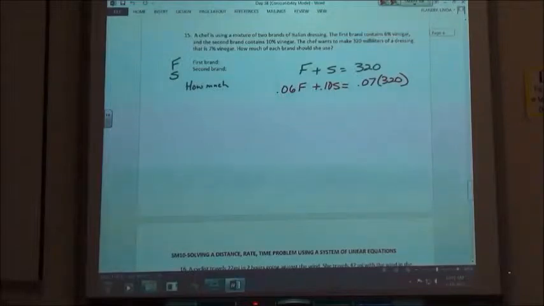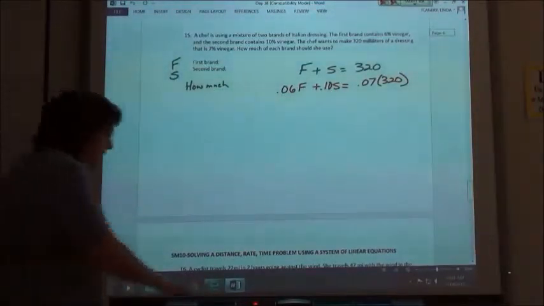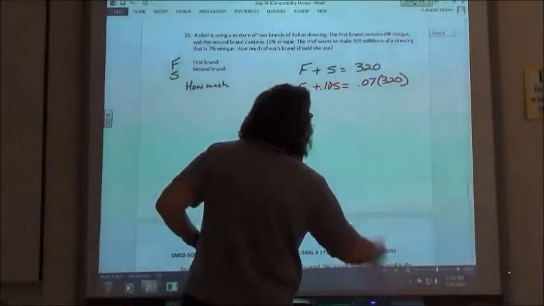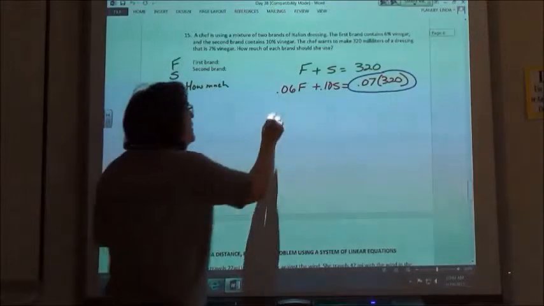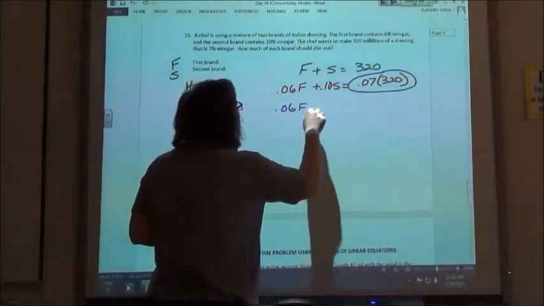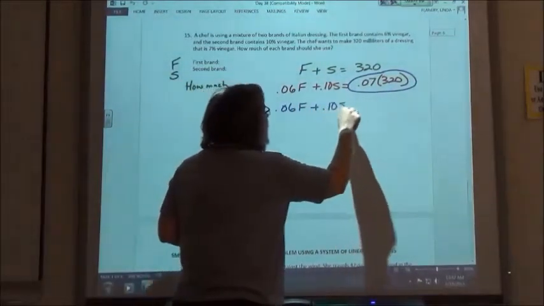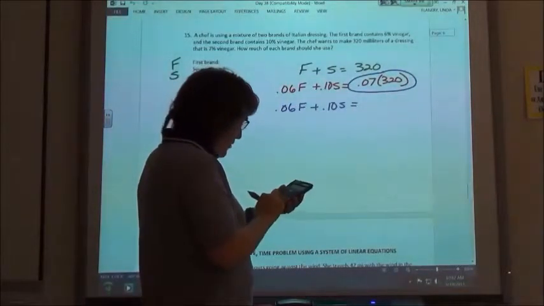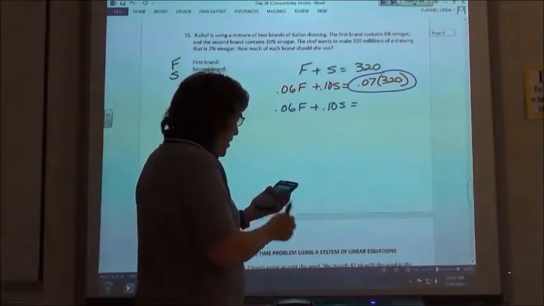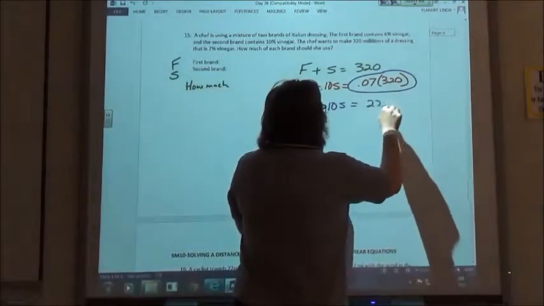7% vinegar, and we want to find out how much vinegar is there. So again, that's going to be our first step, is that we have to go ahead and figure out, well, what is that 7% of 320? So 6% F plus 10% S equals 0.07 times 320, 22.4.